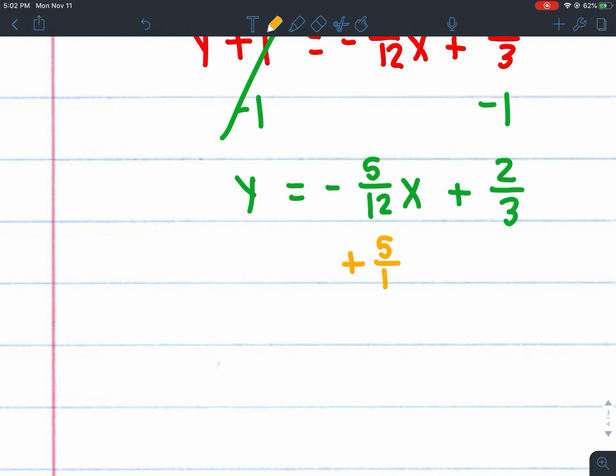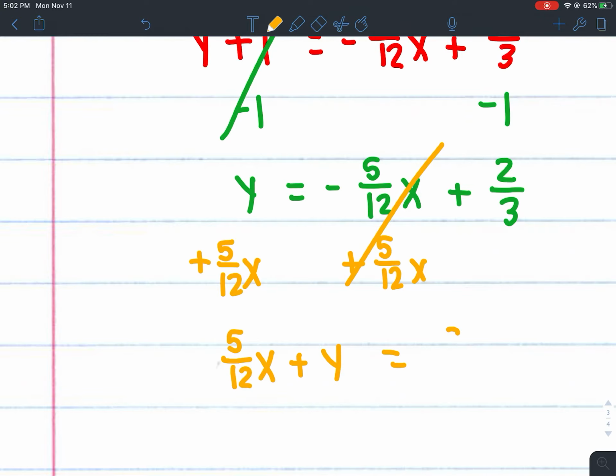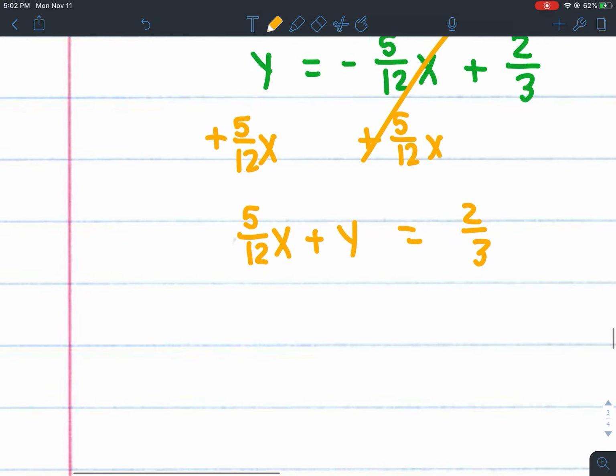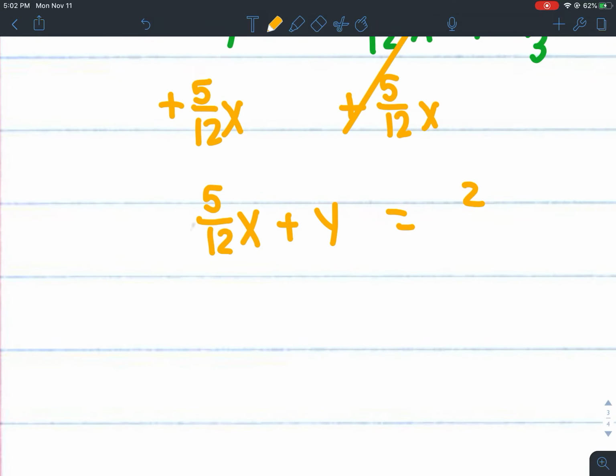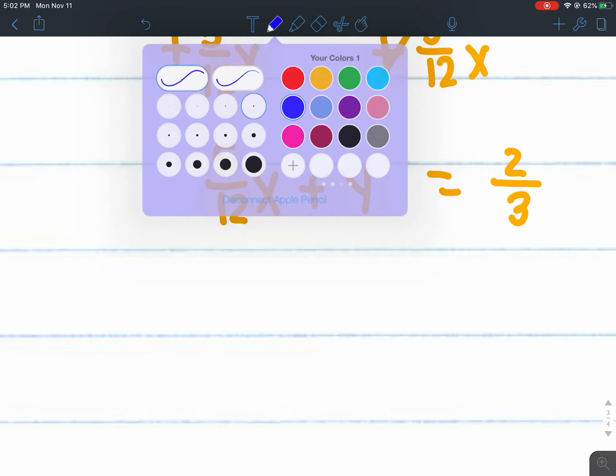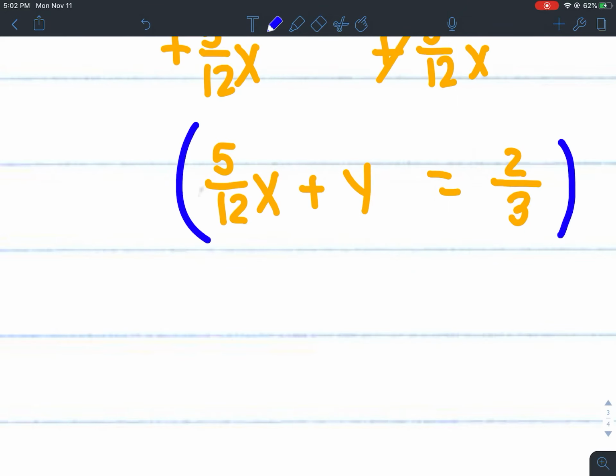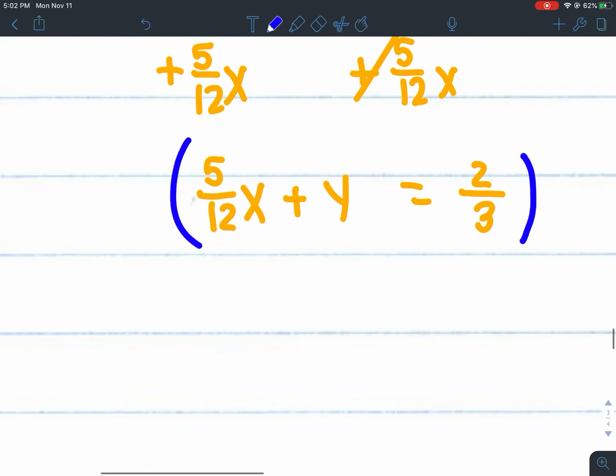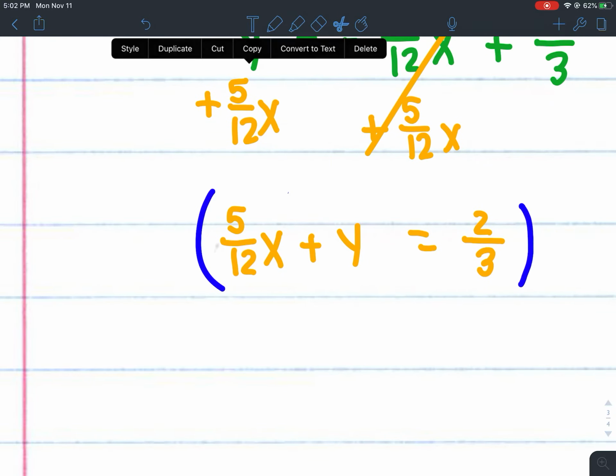The first thing I'm going to do is add 5/12 x on both sides because we want x and y on the same side. 5/12 x plus y equals 2/3. Now, I have two fractions here, so I know I don't want the fractions, so I need to get rid of them somehow. Well, the way to get rid of fractions is to multiply by the largest denominator. So, would you multiply by 12 here or by 3? Hopefully you said 12. You want to multiply by the largest denominator, right?